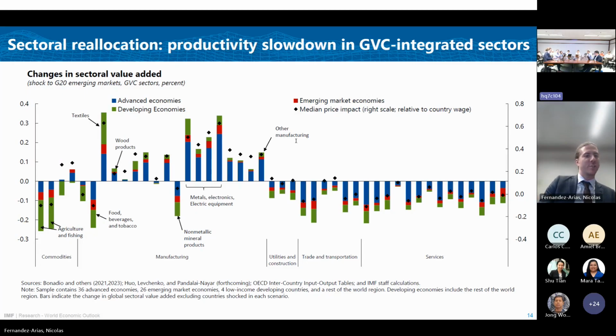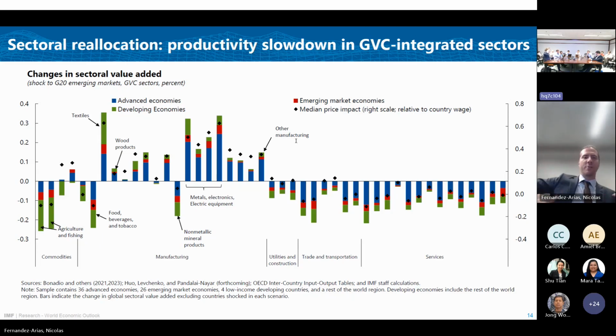Meanwhile, manufacturing sectors, other than the ones I just mentioned, tend to contract by less or even expand, in some cases quite significantly. So for example, textiles expand significantly, as well as metals, electronics, computers, and electrical equipment, which are the four on the right. So electrical equipment is the last one, the one that expands by the most, other than textiles.